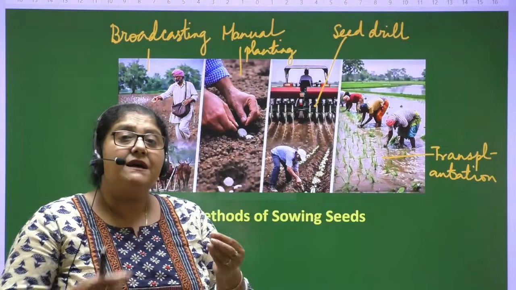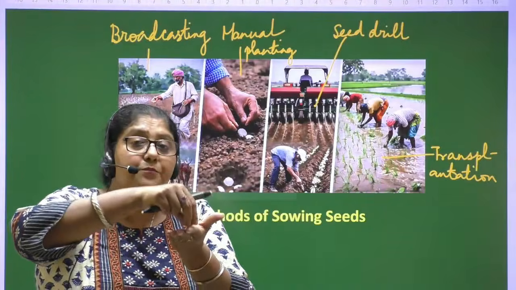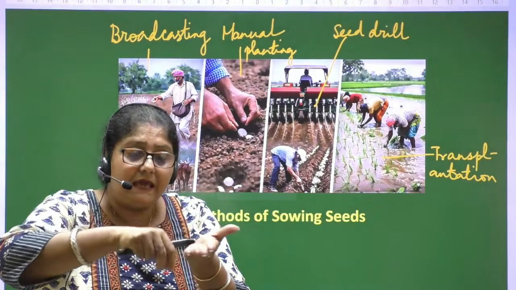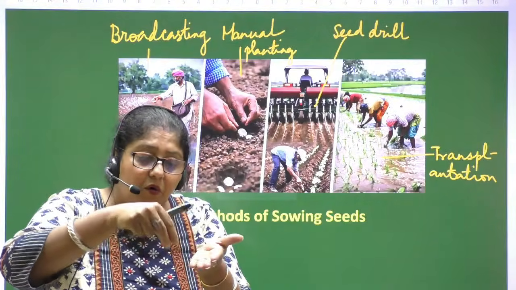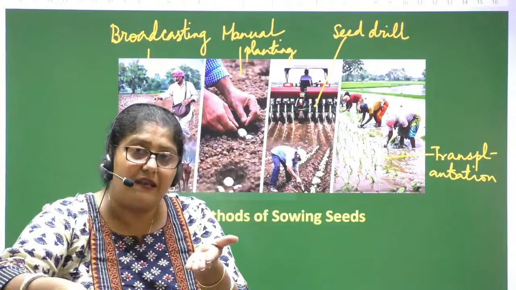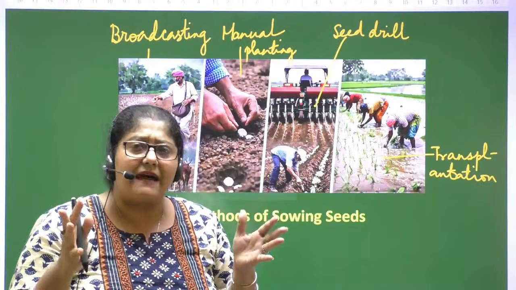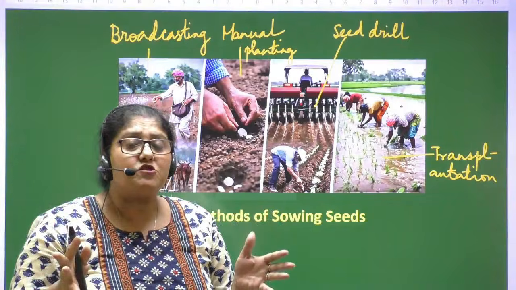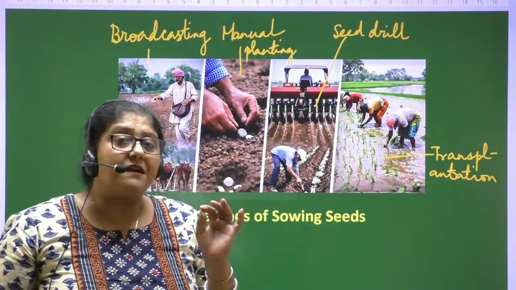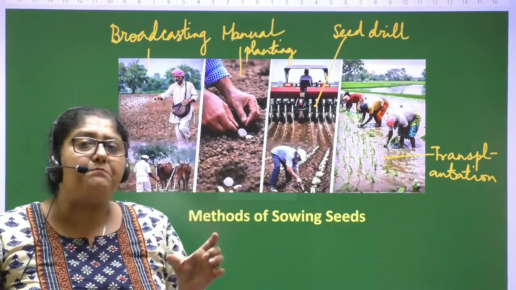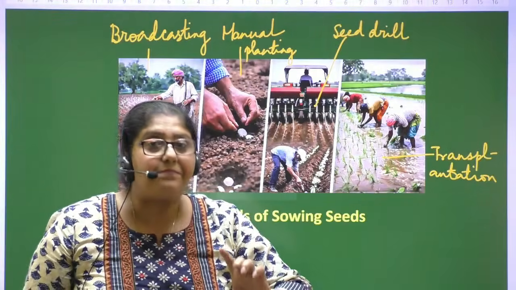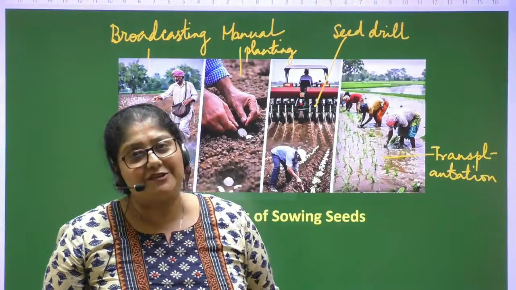Coming to manual planting, the farmer need not put the seeds on the top. He can make small holes and plant them inside the soil. But again, in this case, it is a tiresome and time-consuming process, and since it is done by hand, the exact gap between the seeds or the right depth is very difficult to ensure.